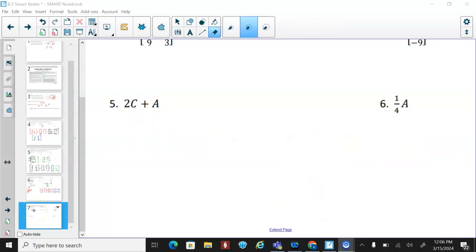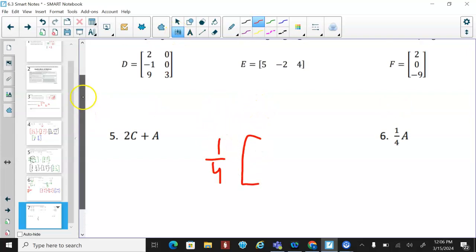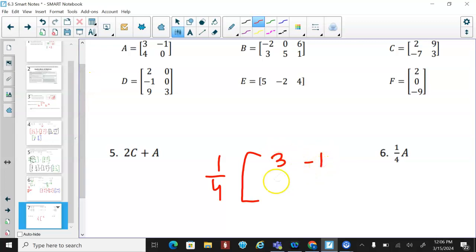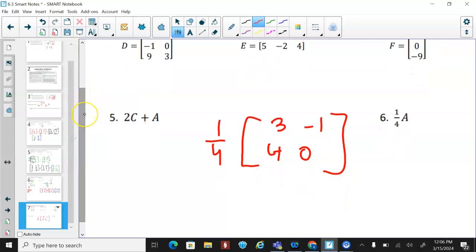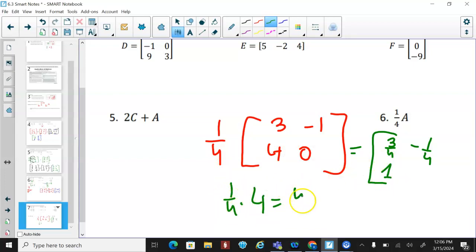All right, and the last one for you, number 6. You're distributing a fraction of 1/4 to a matrix A. Let's see what matrix A is: 3, negative 1, 4, and 0 again. Okay. So again, all we're doing is distributing. So 1/4 times 3 is going to be 3 over 4. 1/4 times negative 1 is going to be negative 1/4. 1/4 times 4 is going to be a 1, because 1/4 times 4 is 4 over 4, which is a 1. And 1/4 times 0 is simply a 0.